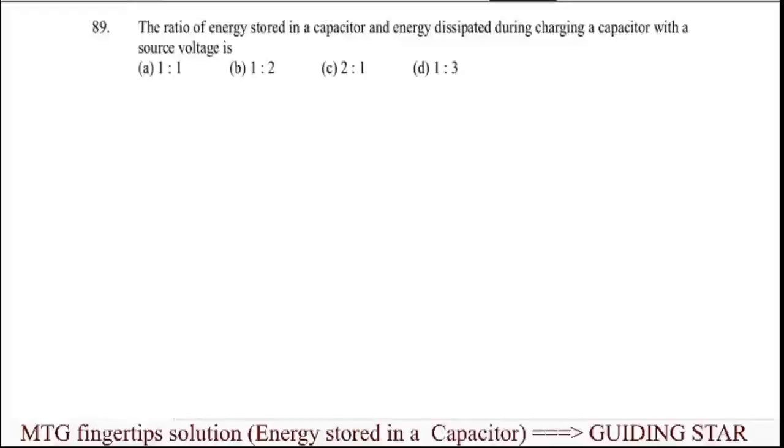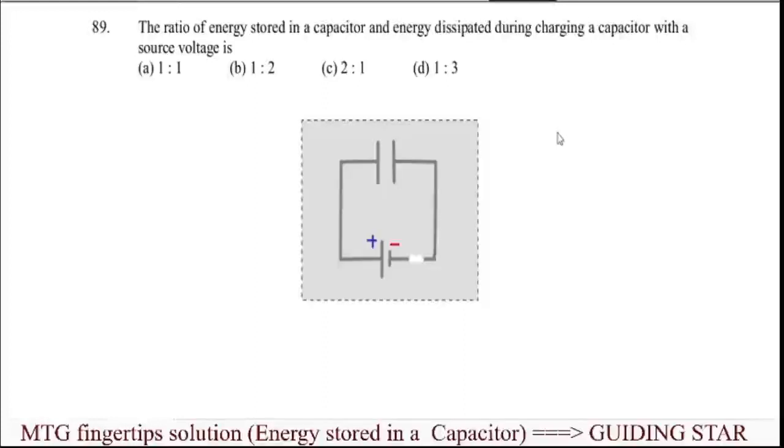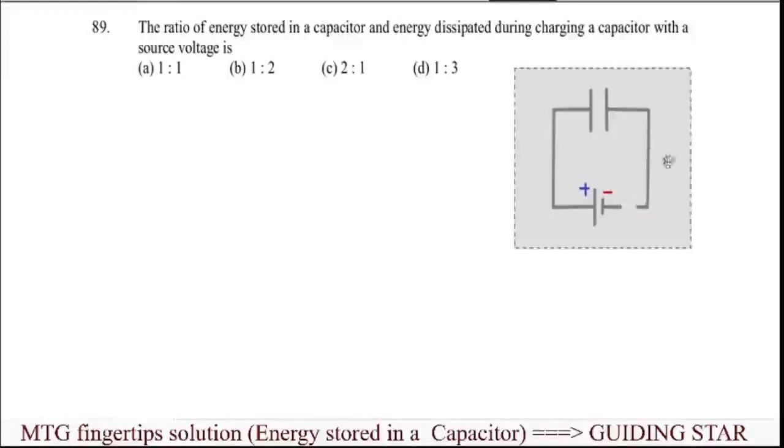In this question, the ratio of energy stored in a capacitor and energy dissipated during charging a capacitor with a source voltage is asked. If we look at the figure, this is a capacitor which has some capacitance, let it be C, and this is a battery which has some potential difference, let it be V. So this battery is a source of energy.